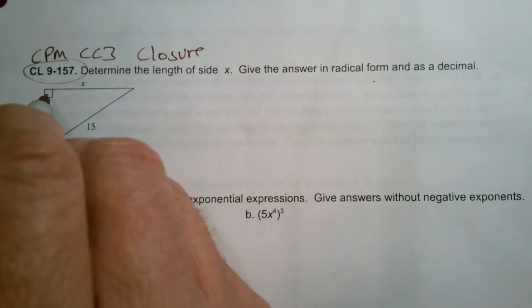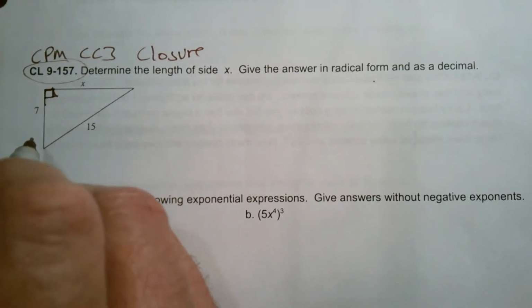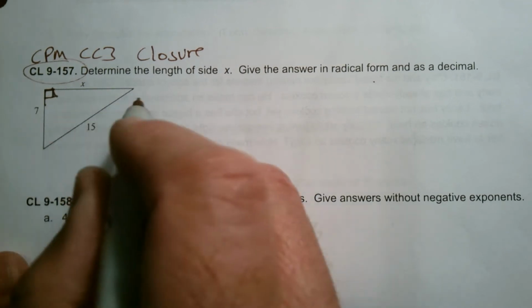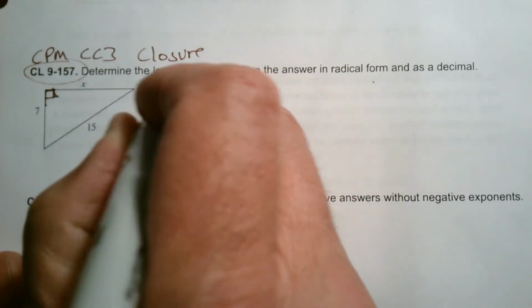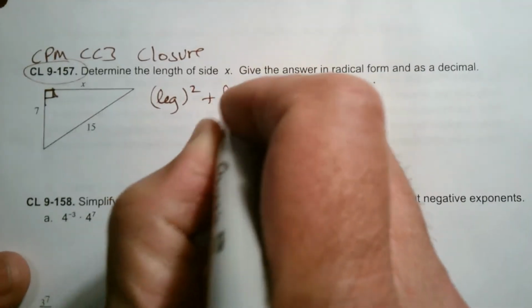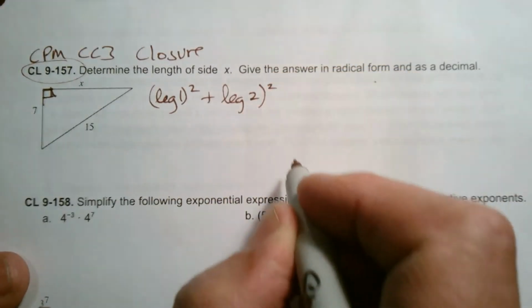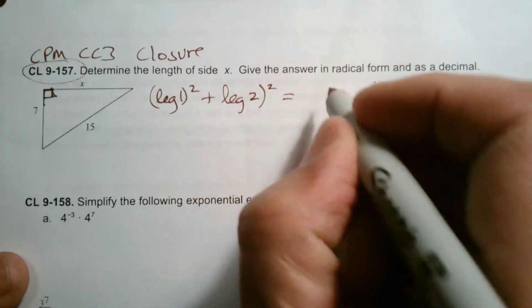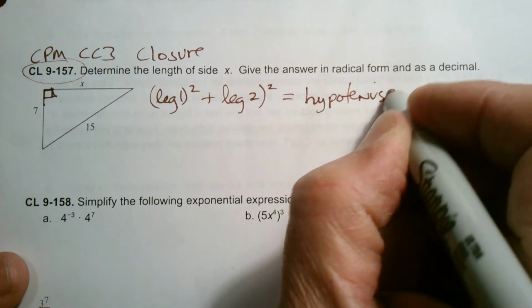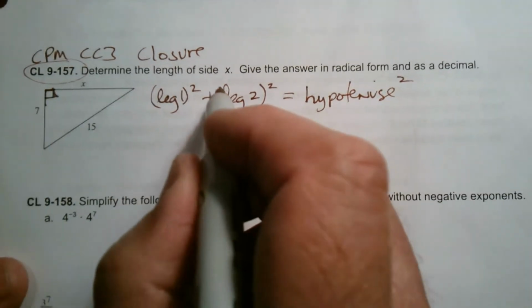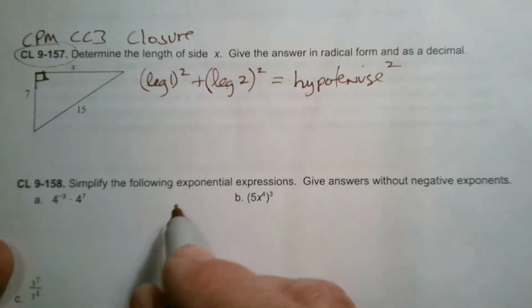What we see is a right triangle, right? I know it's a right triangle because it's got that little box in the corner. When you have a right triangle, this is when you can use the Pythagorean theorem, which tells me that if I take a leg and I square it and I add it to the other leg, leg 1, leg 2, and I square it, that would equal the same thing as the hypotenuse squared.